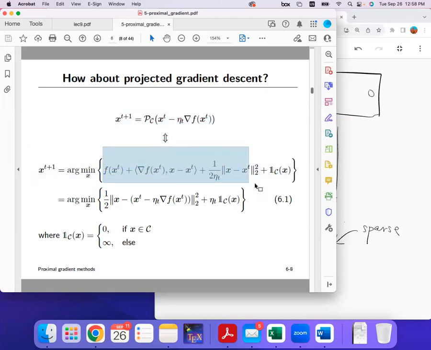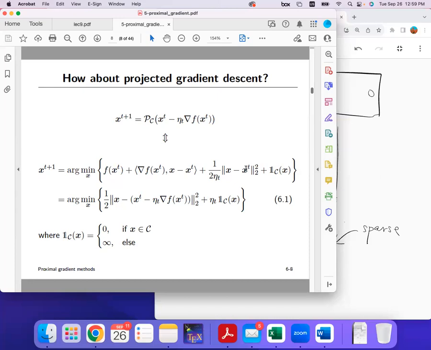Well, it's basically these terms are from the gradient descent update rule. And the only difference is that we add an additional indicator function as a regularization term. This indicator function is defined in this way. If x is in the constraint, then it is 0, so it doesn't change the problem. Otherwise, if x is outside the constraint, it becomes infinity, which makes the problem meaningless, right?